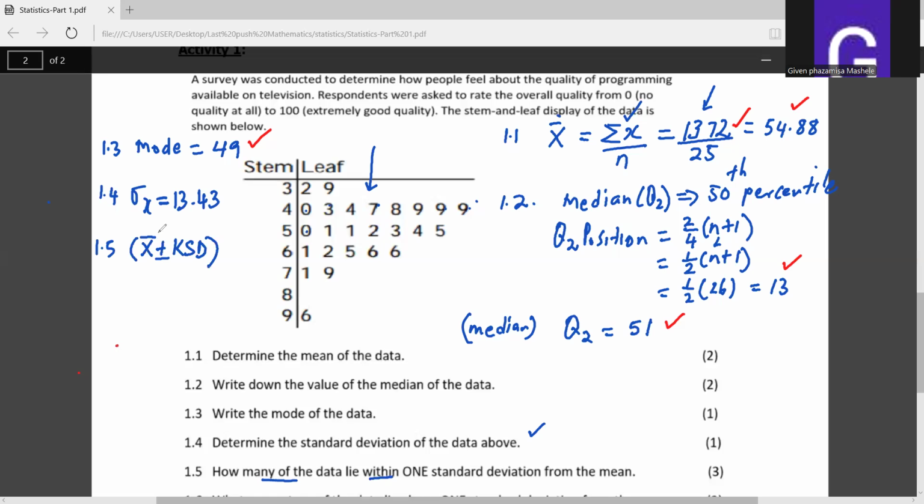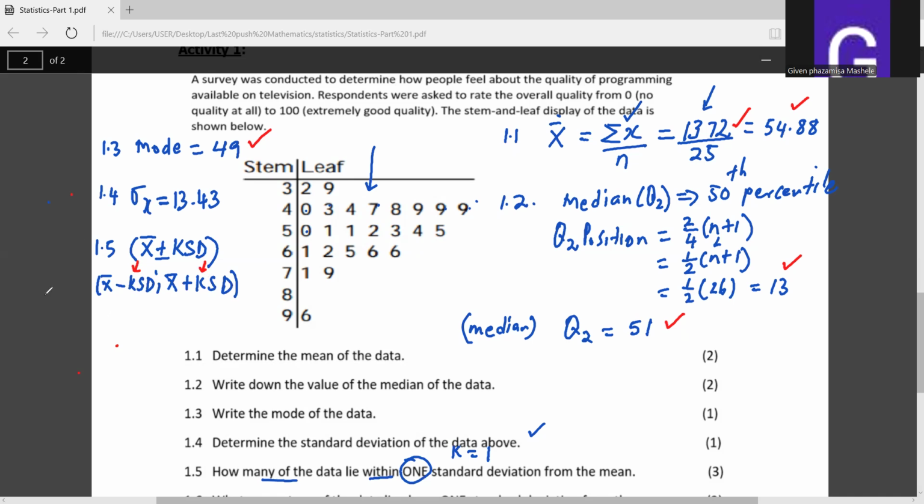The range is the mean plus or minus k times the standard deviation. If we expand this, it will be the mean minus k times the standard deviation, and the mean plus k times the standard deviation. When they say how many of the data lie within one standard deviation, it means the k factor is 1, so we substitute k by 1. If they say within 2 standard deviations, we substitute by 2.